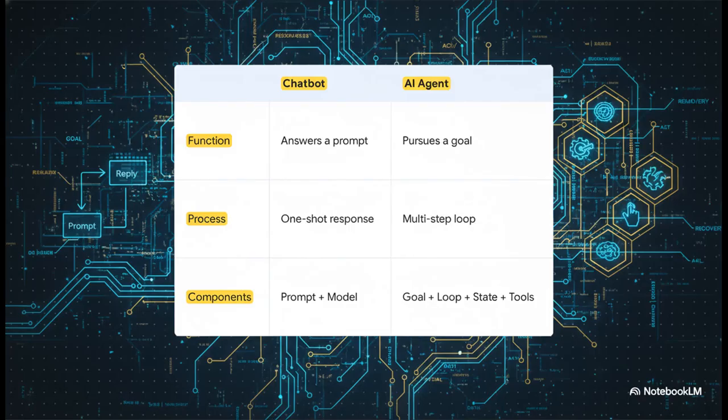So what's the real difference? I mean, what are we talking about here? Well, a chatbot just replies. That's it. An AI agent, on the other hand, decides, acts, remembers, and super importantly, recovers when things break. It's not just a one-shot response to your prompt. No, it's all about pursuing a goal, running through a multi-step loop, and using tools to actually interact with the world.